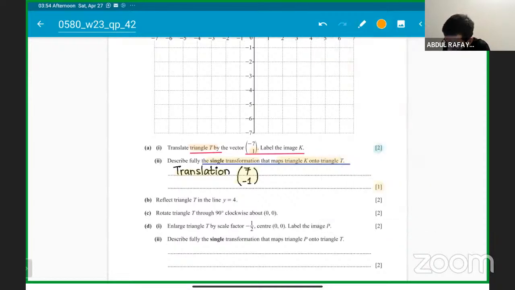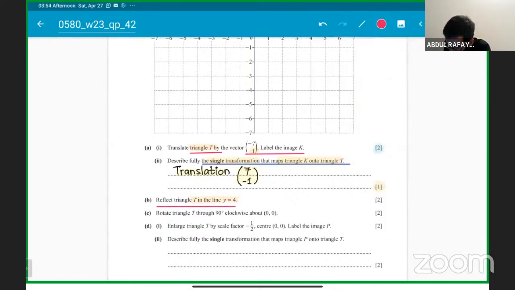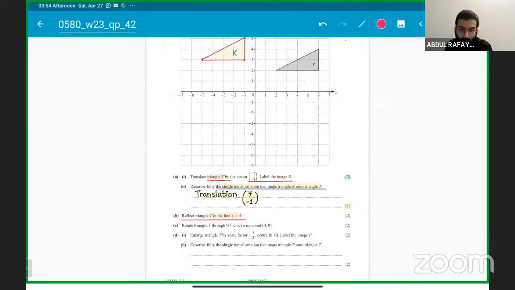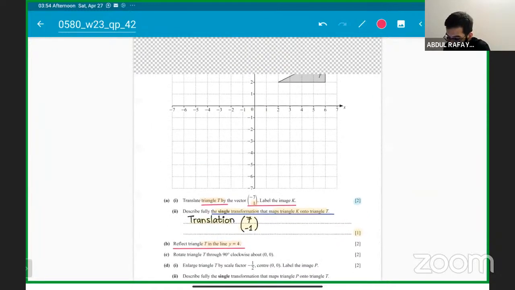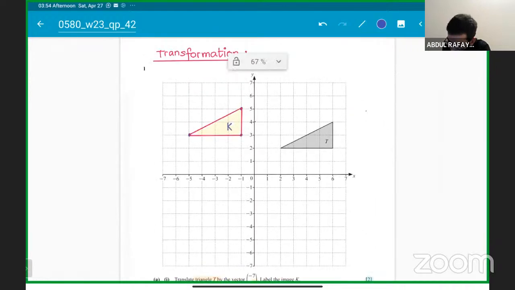Next, we have to reflect the triangle T in the line y = 4. Part B is basically reflection, sir. We have to reflect the triangle T in the line y = 4. So everyone should know what the line y = 4 is. Make sure everything is done with pencil. Sir, y = 4 is this line.